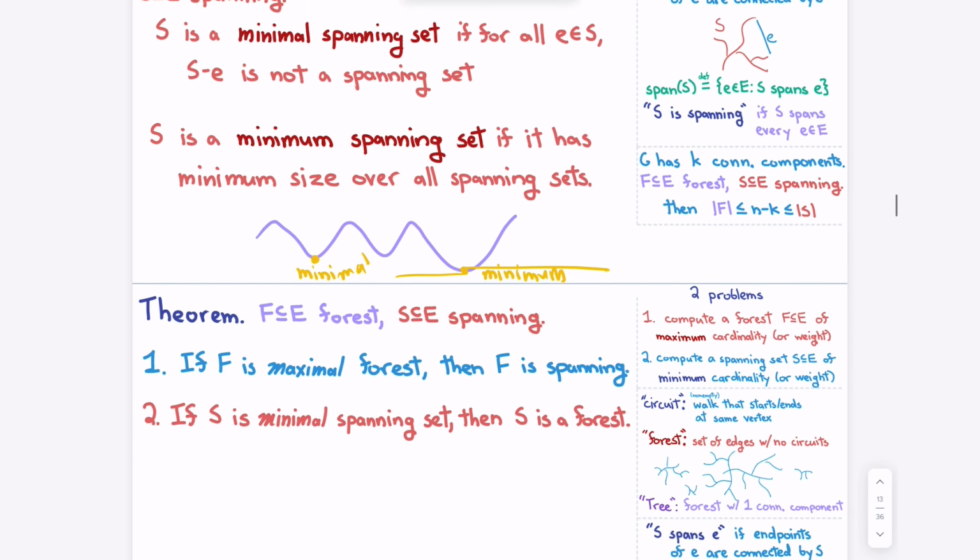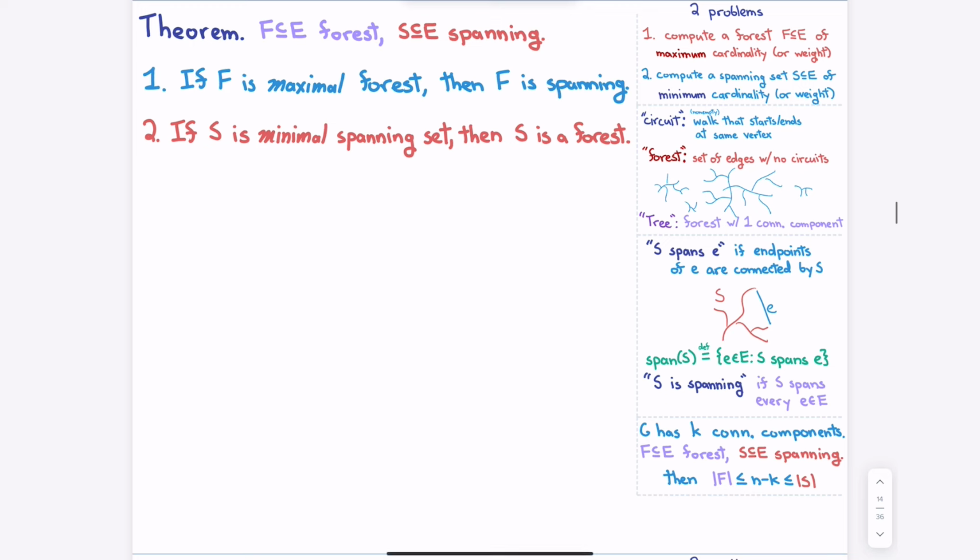All right, so here's what you were maybe hoping for. Here's what we're going to focus on. Suppose I have one forest and one spanning set of edges. Our claim, or what we're directly going to prove, is that if F is maximal, then it's spanning. We're also going to show that if S is minimal, then S is a forest. That's what we'll directly prove in a moment. But why is that interesting? What are the consequences for our original problem?